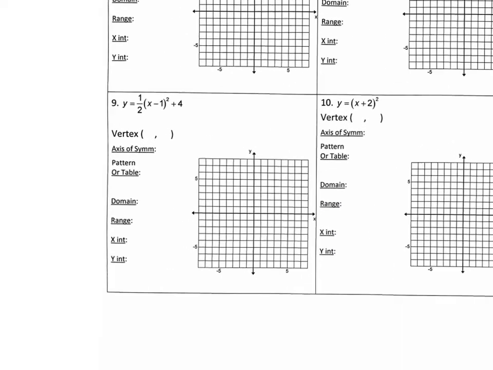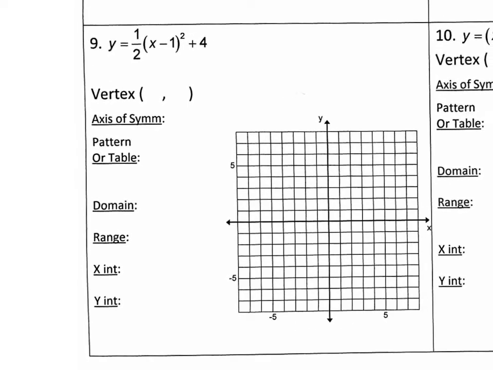Okay, guys, final question that I'm going to do on this video, number 9. I want to go over this one because this one has a fraction for the a value. So beginning, our h value, our k value gives us our vertex. Think opposite on h, it's +1. The k value is +4. The vertex is (1, 4), 1, 2, 3, 4 right here.